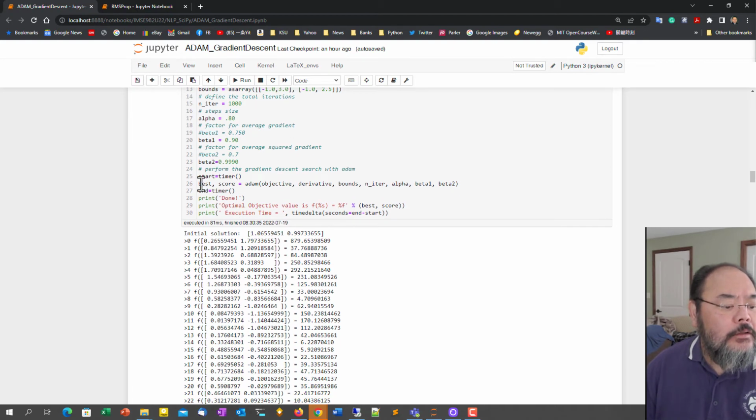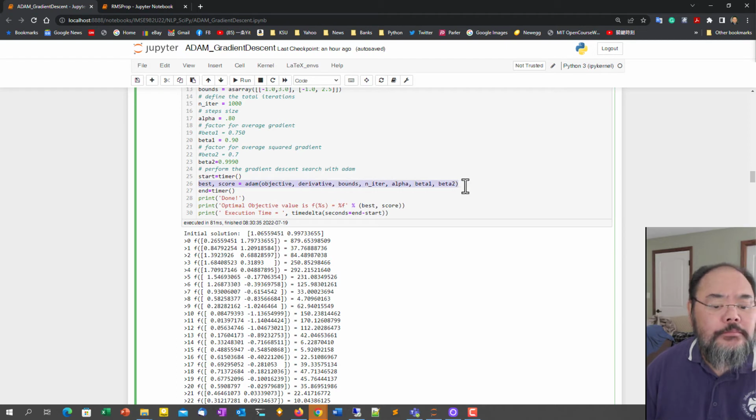And then I can run the Adam solution to tell me what is the best score in Adam. All right, so what I need is a function to calculate the objective function value, to calculate the derivative value, and to give the initial bounds for the search, the uncertainty, and the maximum number of iterations.